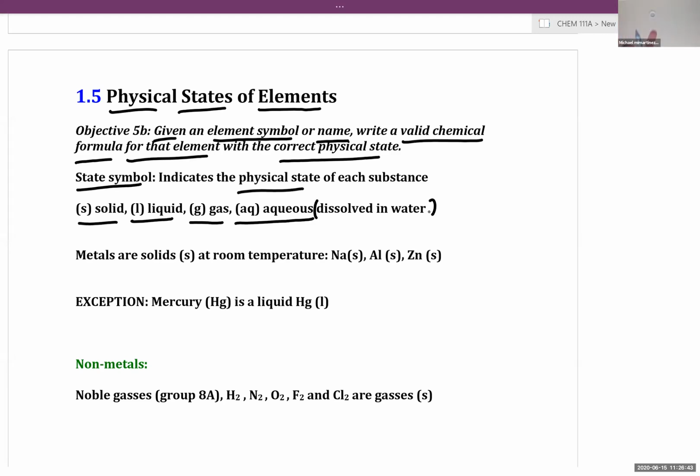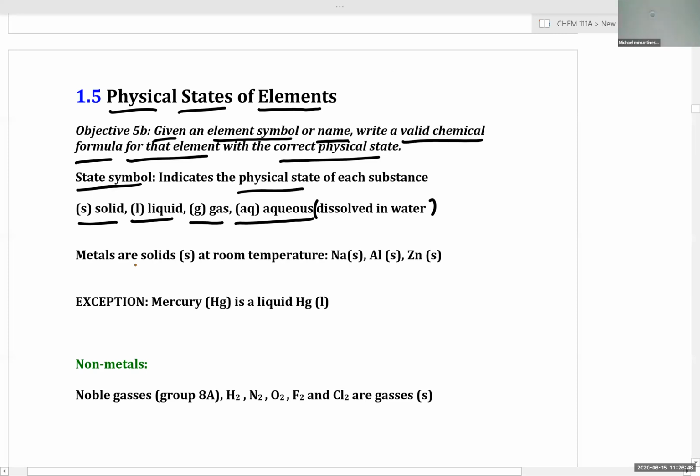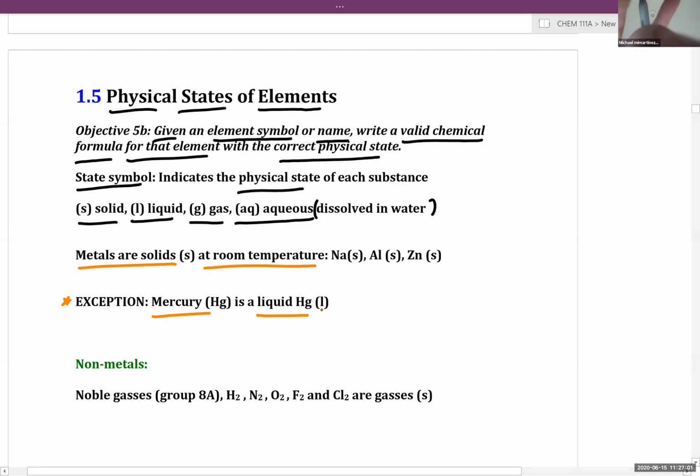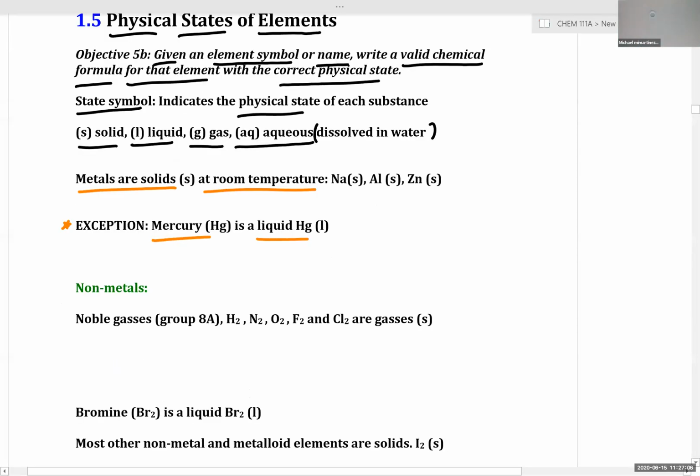So in terms of metals, it's a nice short and sweet rule. Metals are solids at room temperature, overwhelmingly. There's only one exception, and that is mercury. So mercury is a liquid. Your non-metals are a little bit more nuanced. So for your non-metals, your noble gases, sort of obviously, hydrogen, nitrogen, oxygen, fluorine, and chlorine are your gases, which have a G symbol.